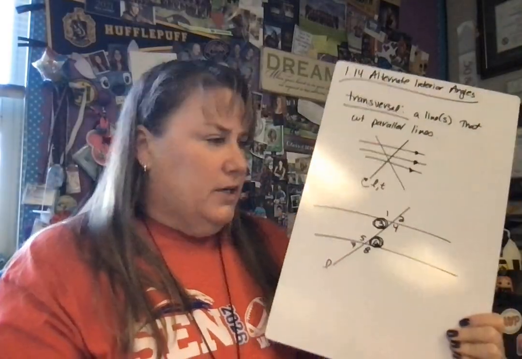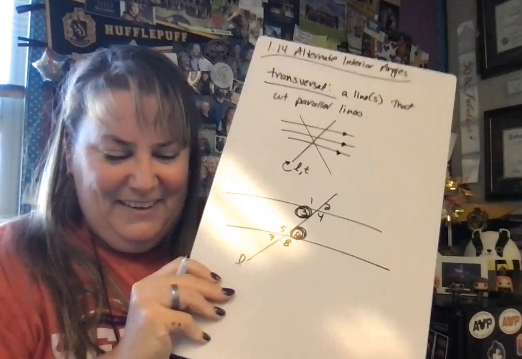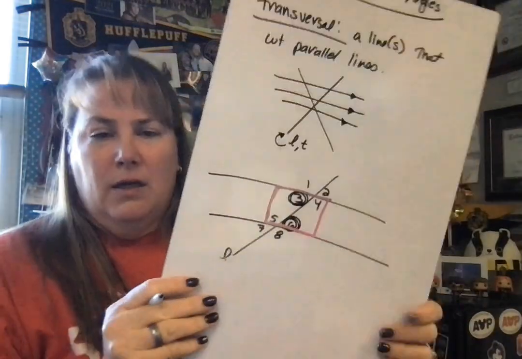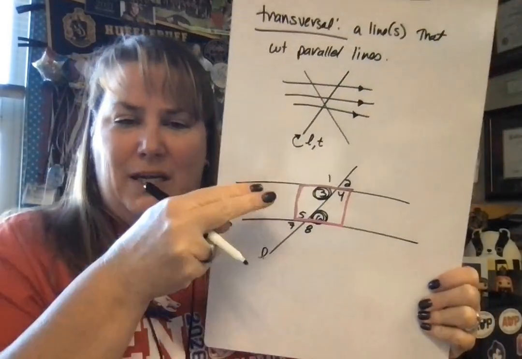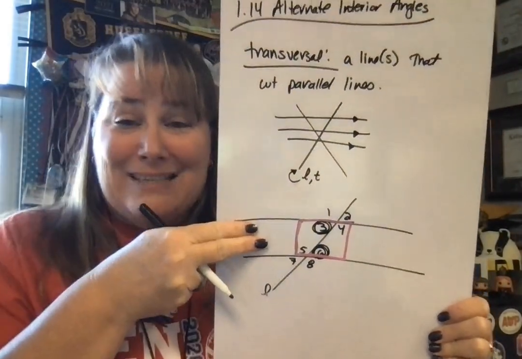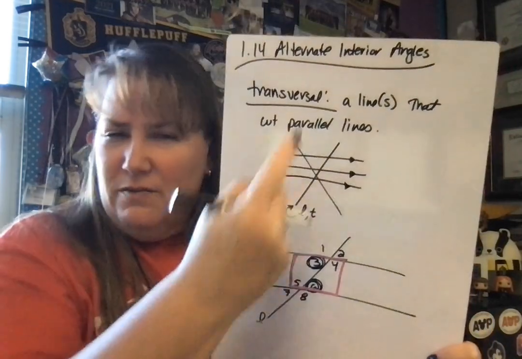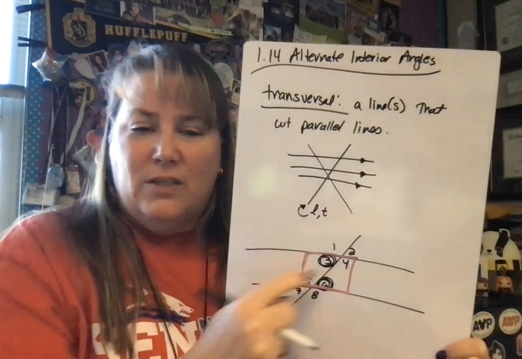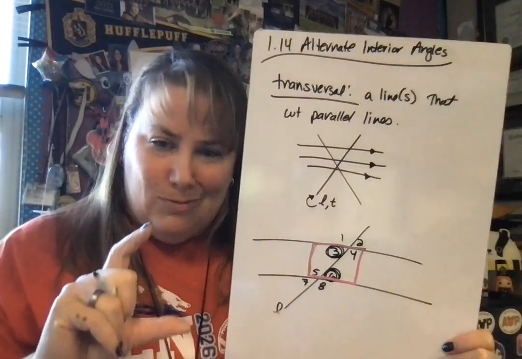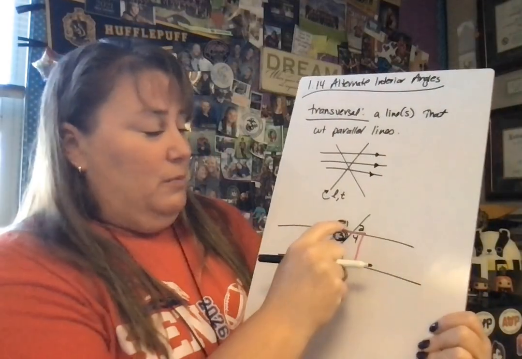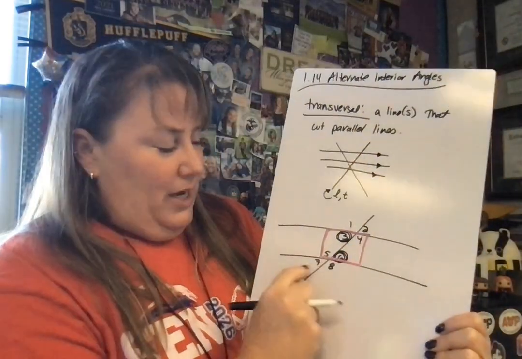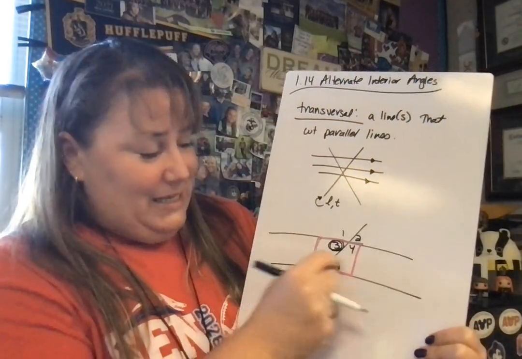Interior. I need another pen. Hang on. Alternate, one on each side, interior. Hopefully you can see that. These angles are interior, so it's 3, 4, 5, 6. These are the angles inside the parallel lines. And that means 1, 2, 7, 8 are outside of the lines, which means they're exterior. Okay, so interior means inside the lines.